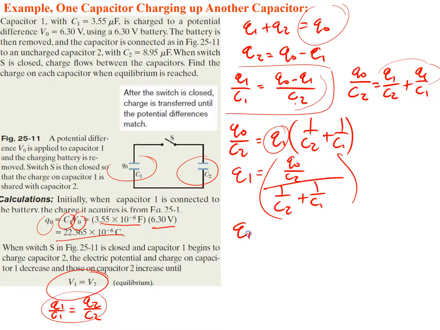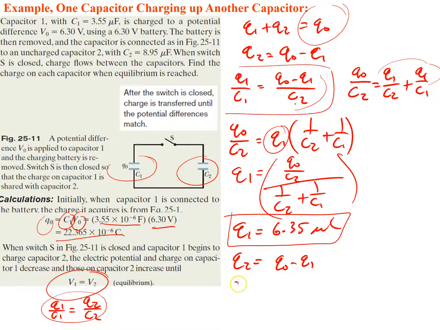We can just now say Q1 is 6.35 microcoulombs. So I found our Q1. Now I want to find what Q2 is. You can just use any of the equations up here that might be helpful, so let's just go ahead and use that one. Q2 is Q0 minus Q1, so Q2 is 16.0 microcoulombs.